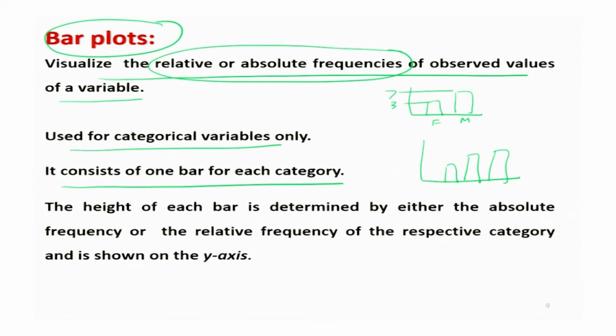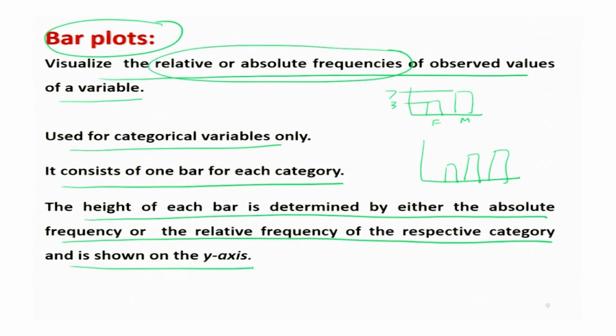Now we are going to plot those frequencies against those categories in these bar plots, and the rule in the bar plot is that the height of each bar is determined by either the absolute frequency or the relative frequency of the respective category, and that is indicated on the y-axis. That means if the height of the bar is more, the frequency is more. For example, you can see here the frequency is 7, and in the first case the frequency is 3, and that is indicated by the height of these bars, right?